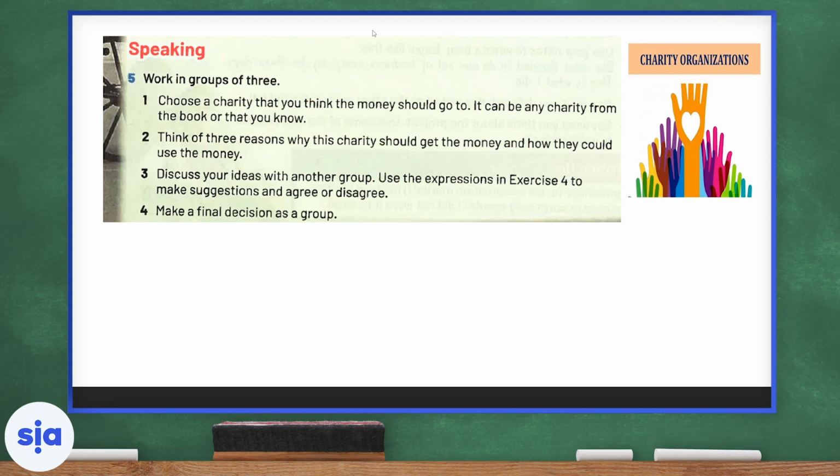So what are we going to do here? We will choose a charity that we think money should go to. And then think of 3 reasons why this charity deserves the money we're going to give it. And then discuss your ideas with another group. So agree or disagree together. And then decide as a group.